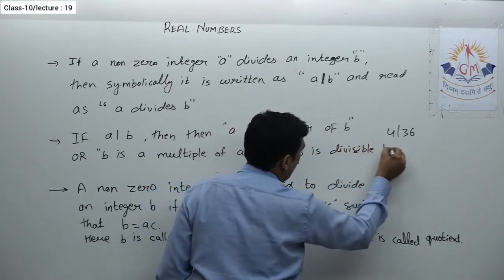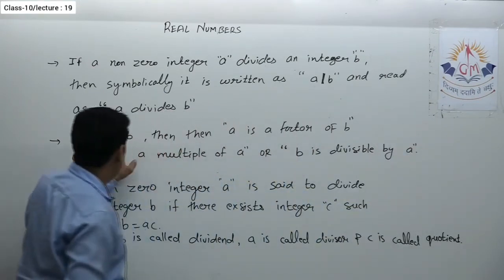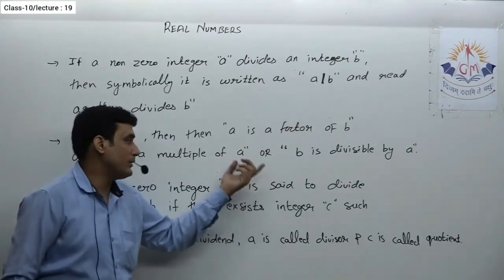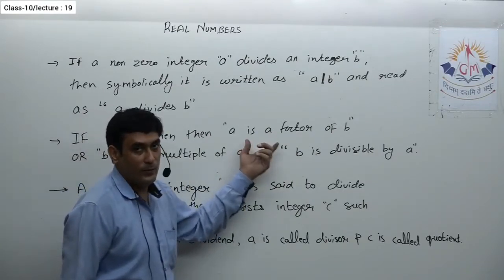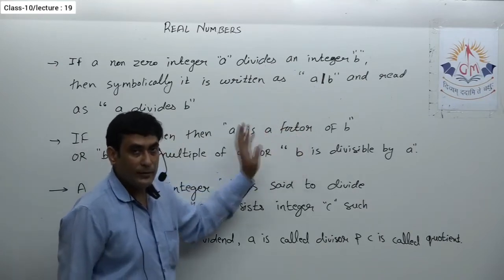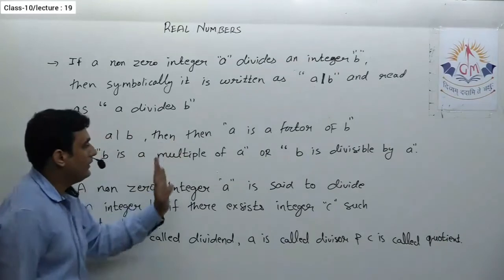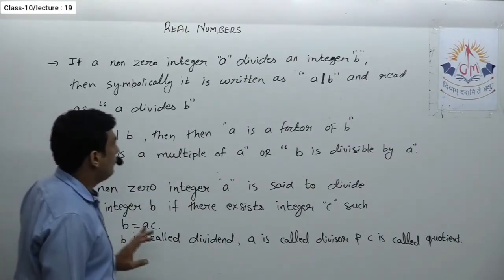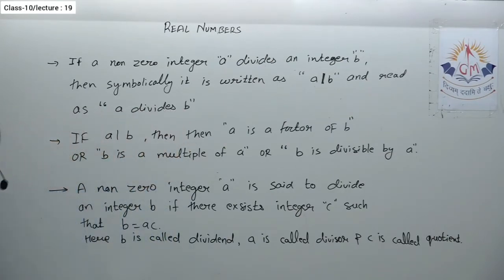Okay, so when I have this A divides B, I have these three pieces of information. Actually I should not say three pieces of information because all are the same, but we can frame this information in three different ways. First, A is a factor of B, then B is a multiple of A, or B is divisible by A. Okay, so I hope this is clear to you. So note down these 3 points, then we'll proceed in the chapter.